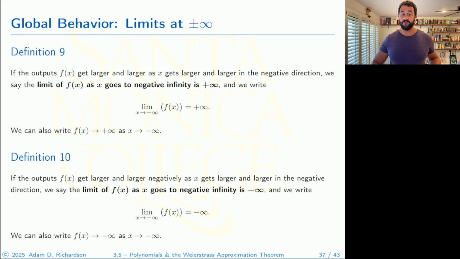Now we can talk about going to negative infinity instead. This one right here, as x goes to negative infinity, our function goes to positive infinity, the outputs. As x gets larger and larger negatively, our function is going up, up, all the way up to positive infinity. Similarly, as x gets larger in the negative direction, our function values are going down, down, down. That's what that means, and that's how the notation works. Let's look at some examples.